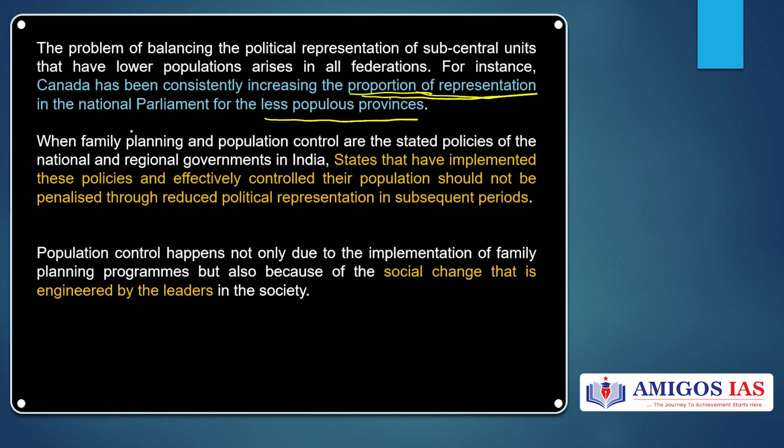So see here, family planning and population control are the policies of the national and the state governments, but the states which actually implemented and effectively controlled their population should not be unnecessarily penalized by reducing their political representation in subsequent periods. So population control happens not just because of family planning only. It is also because of the social reforms brought by those states and by the leaders of those states. That is what the article says.